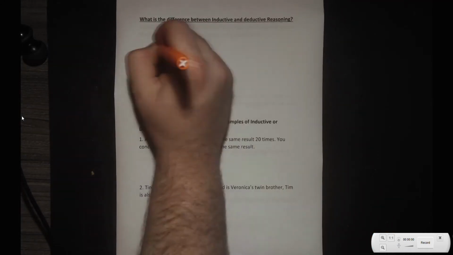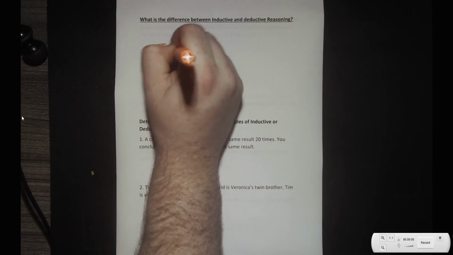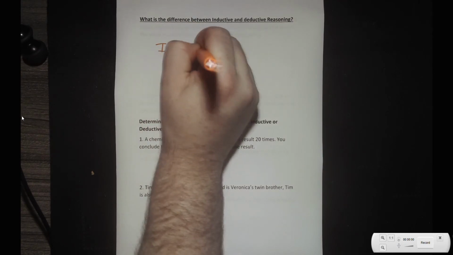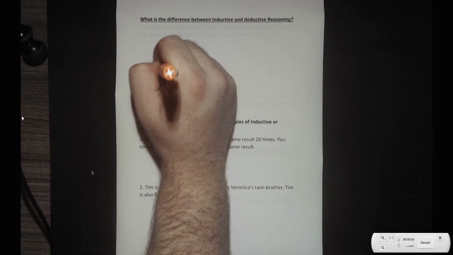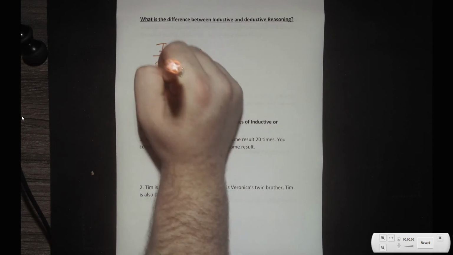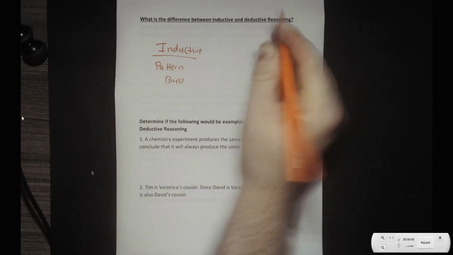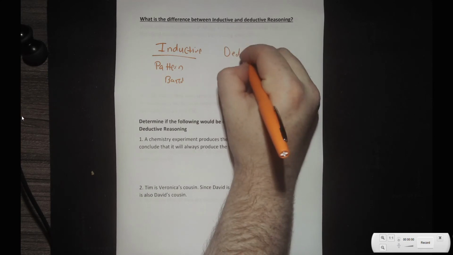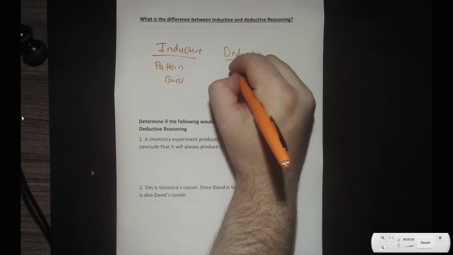Okay, so what's the difference between inductive and deductive? Well, we already talked about it. Inductive is pattern based, deductive is fact based.